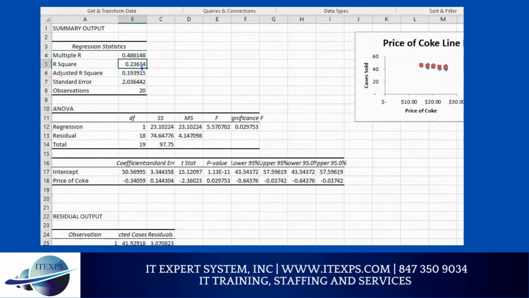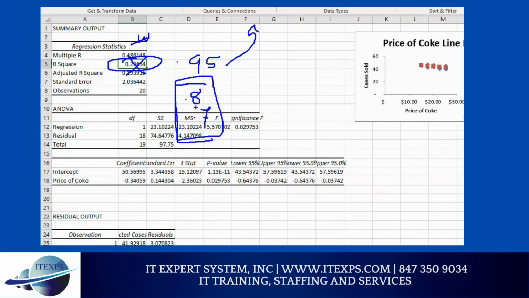So if R square is not 0.95 or above, then relationship is very, very poor. This is no relationship. If you have 0.8, if you have 0.7, then I'll say some relationship, some, but still weaker.